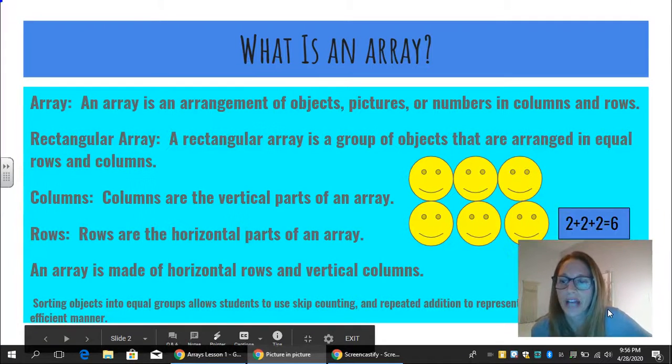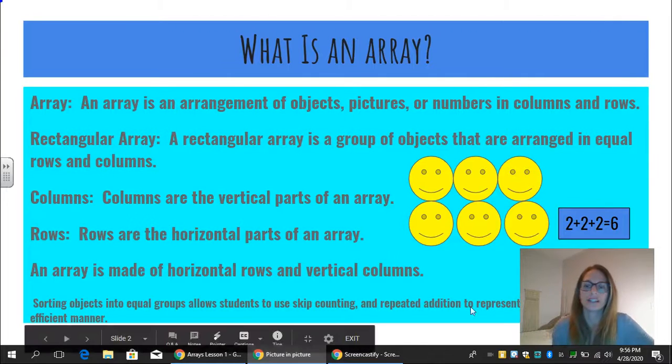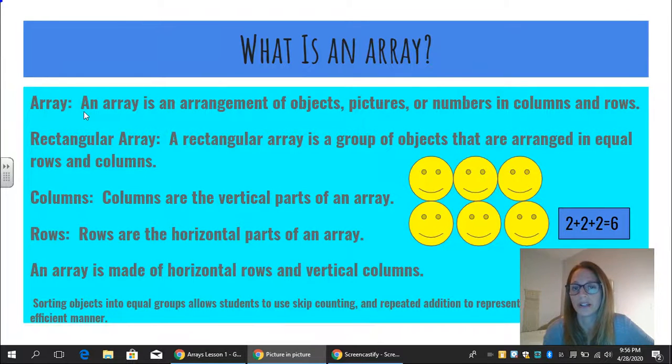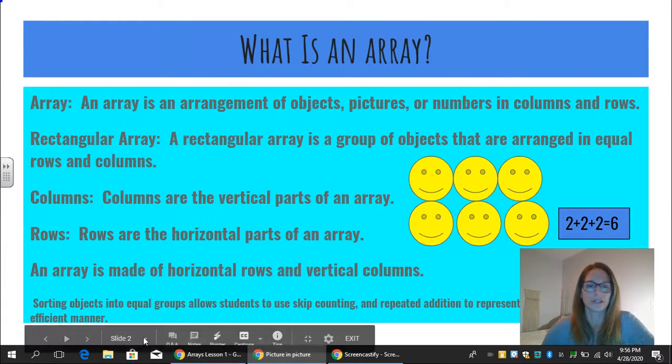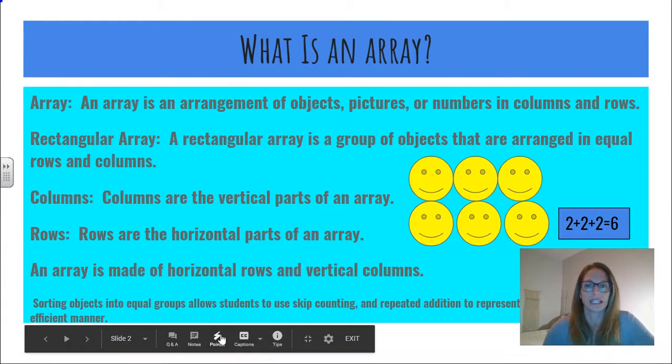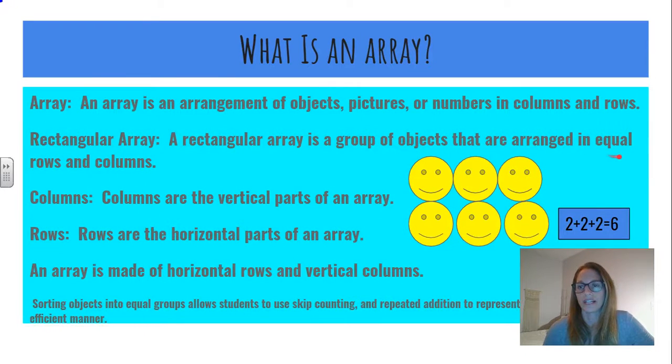So this is our vocabulary page. We're just going to hit on a couple of the words and talk about what they mean. So an array is just basically an arrangement of objects or pictures and numbers and columns and rows. And a rectangular array is a group of objects that are arranged in equal rows and columns.